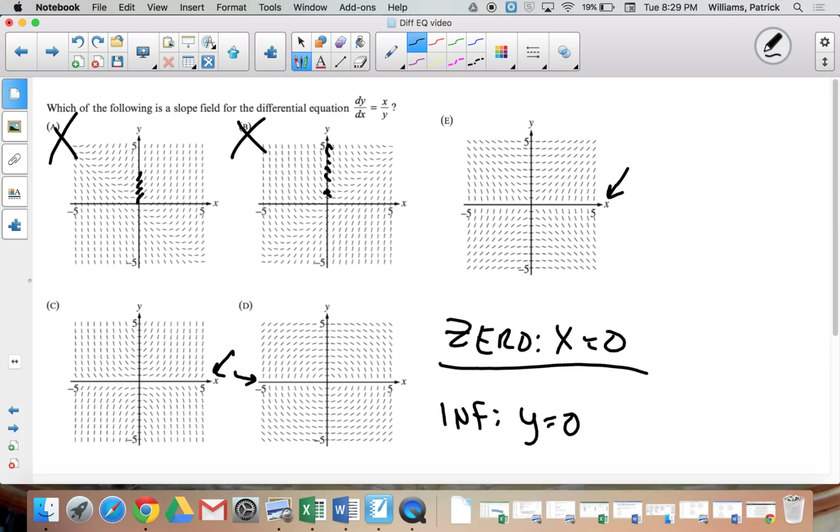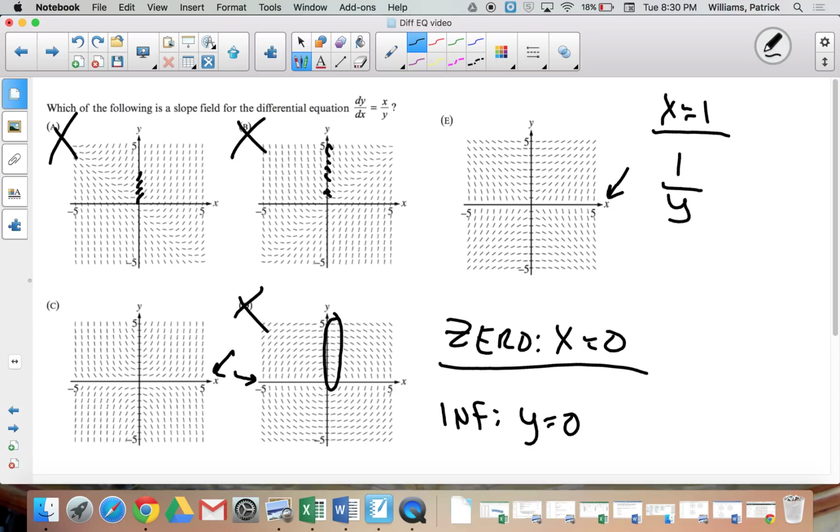Okay, so for instance, let's keep x equal to 1 and see what would happen with y. If x is fixed at 1, the slope is going to vary as 1 over y. So when y gets bigger, the slope should decrease, and it should also be positive. Now that immediately eliminates this one, because we see when x is a value similar to 1, the slope is negative and it's actually decreasing.